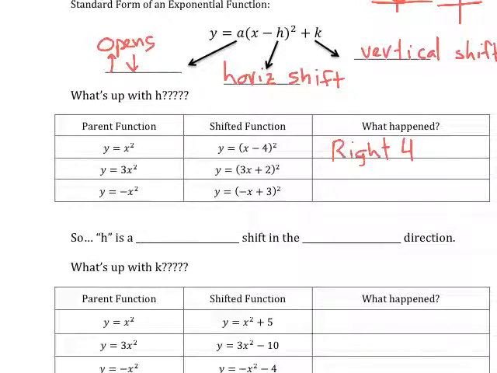Okay. Shifting from a regular 3x squared to 3 times x plus 2. So again, it's going to shift it in the opposite direction you would think. So this one's actually going to go left 2. Okay, so then on the last one, going from negative x to negative x plus 3, it's going to be left 3.